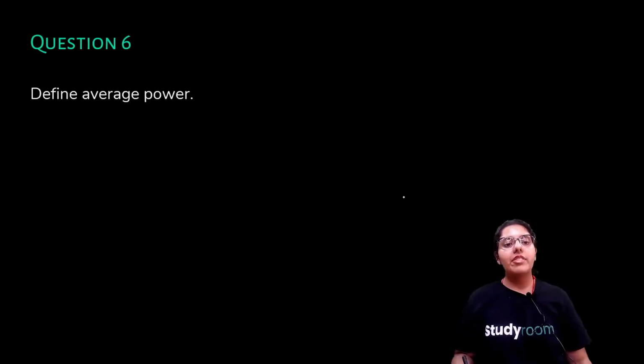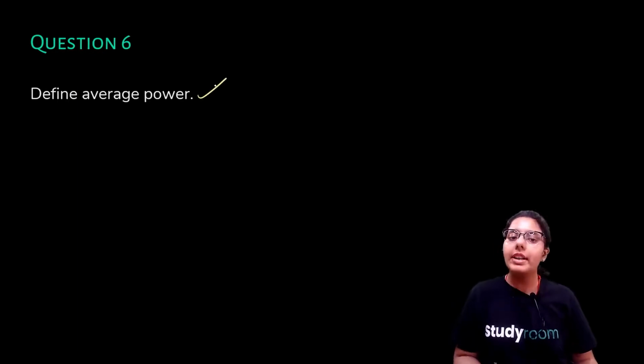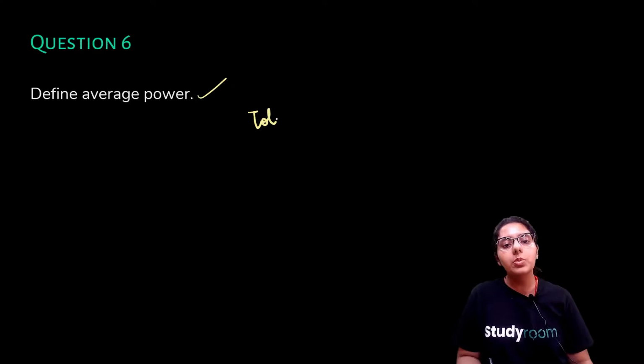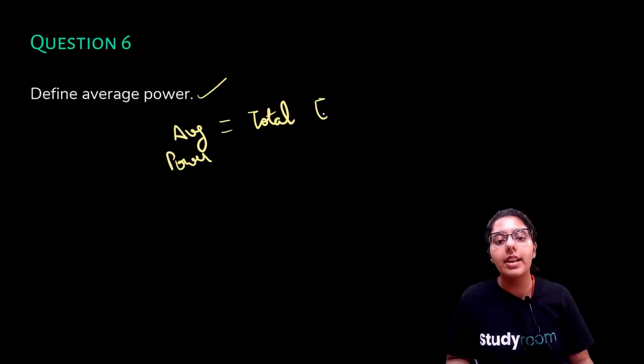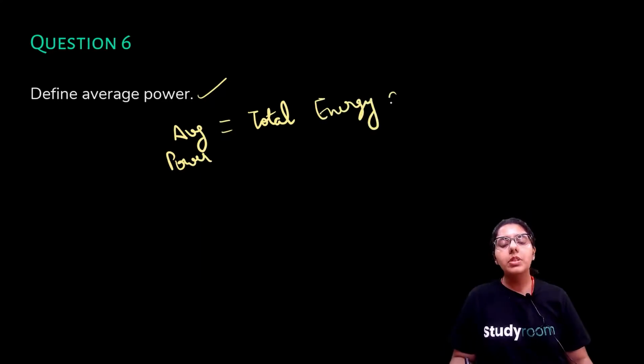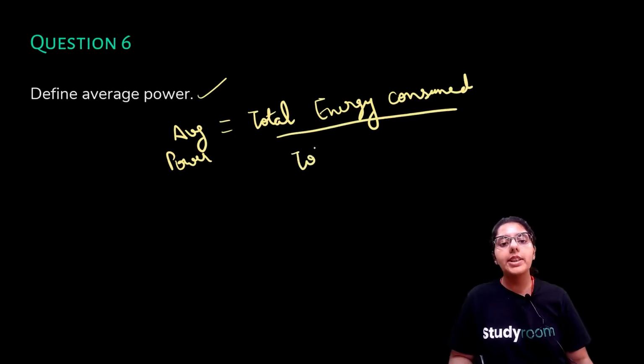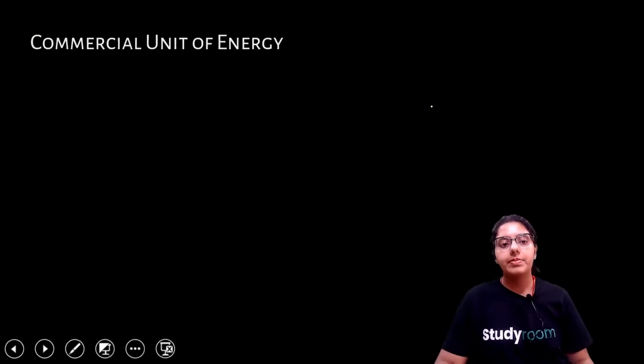Next question, define average power. What is average power? We already defined it. It is total energy consumed. Average power, don't forget, is total energy. You have to sum all the energies, right? Total energy consumed upon total time taken. Okay.